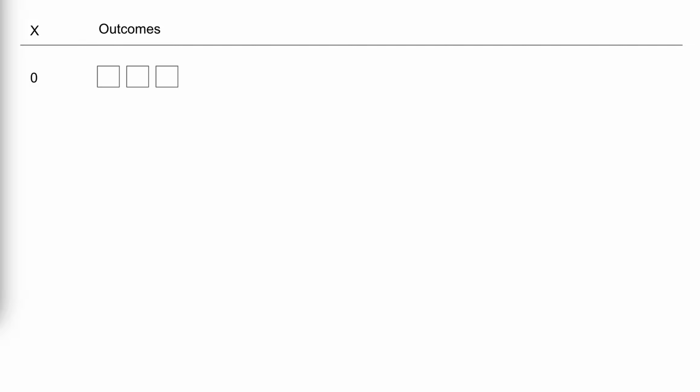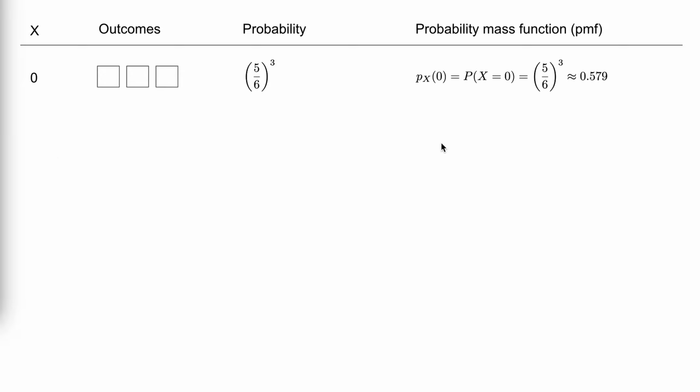This can only happen when we roll 3 non-6s in a row, with non-6s being represented by the white boxes here. For each individual roll, the probability of rolling a 6 is 1/6. Thus, the probability of not rolling a 6 is 5/6. Overall, then, the probability of rolling 3 non-6s in a row is 5/6 cubed. In our PMF notation, this means that P of x evaluated at 0, or the probability that x equals 0, is roughly 0.579.